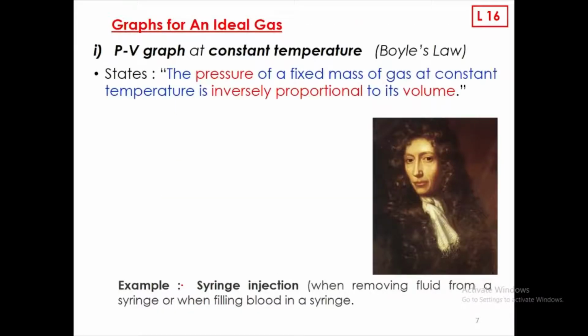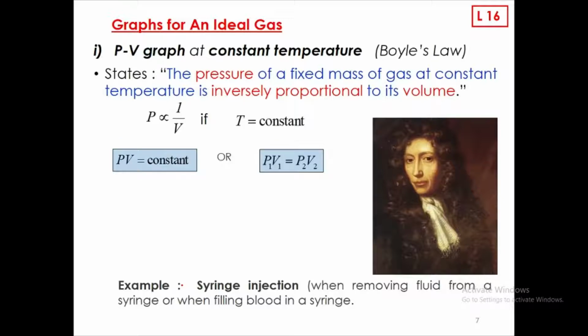So for graphs for an ideal gas, the first is Boyle's law, the PV graph at a constant temperature. It is stated that the pressure of a fixed mass of gas at a constant temperature is inversely proportional to its volume. So this is the formula when T is constant. So we rearrange this proportion into an equality equation. So V is brought in front, you will get PV equal to constant.